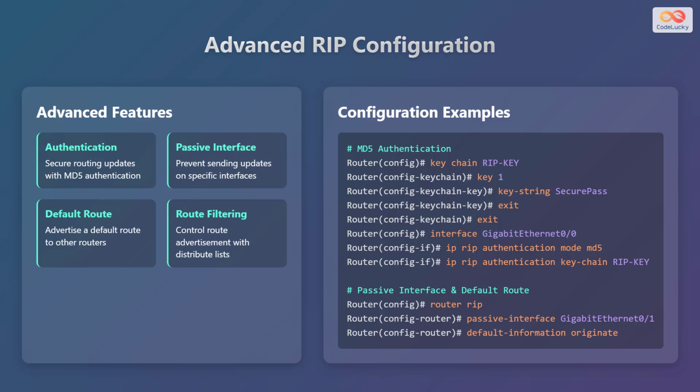To configure MD5 authentication, first create a keychain with a key and a key string. Then, on the interface, enable RIP authentication mode MD5 and specify the keychain. To configure a passive interface and default route advertisement, enter router configuration mode, then specify the passive interface and use the default-information originate command.